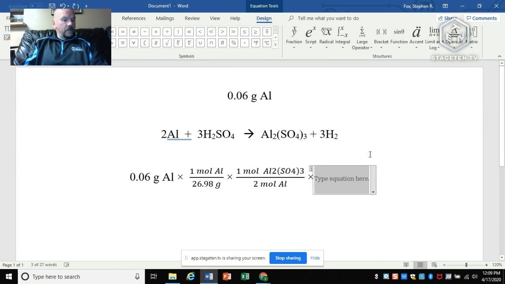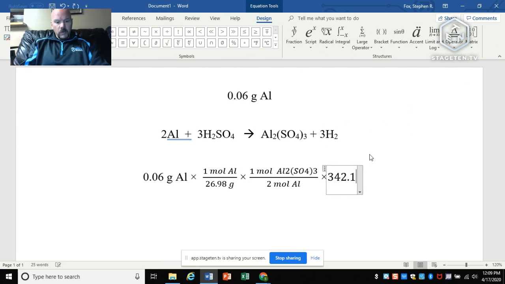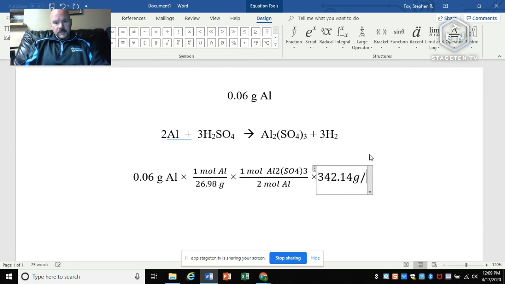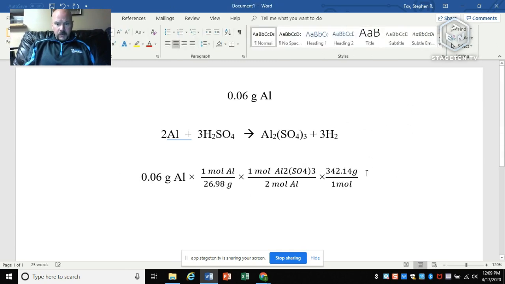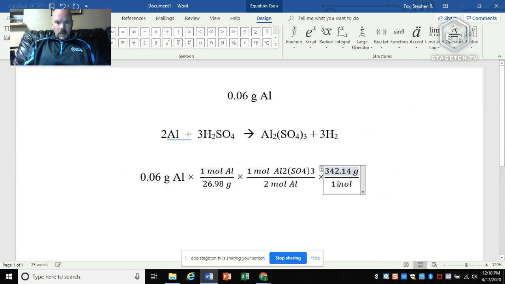Okay, and it would be 342.14 grams per 1 mole of the aluminum sulfate. I'm not going to write the formula, but for every 1 mole of this compound, that's how many grams.